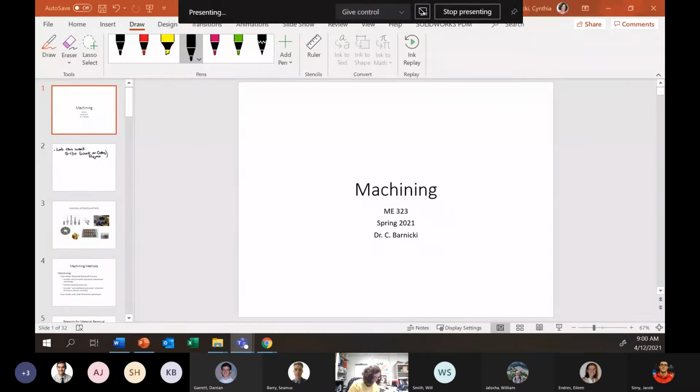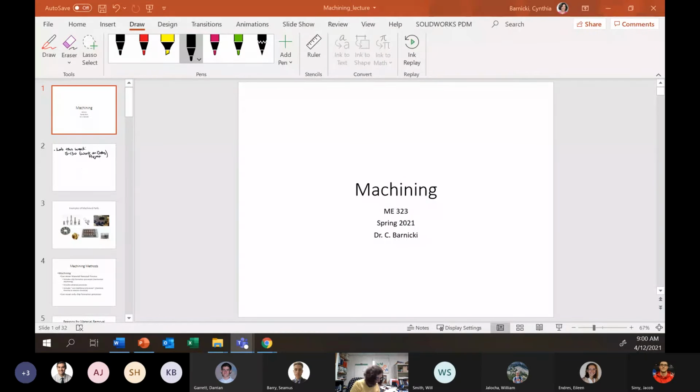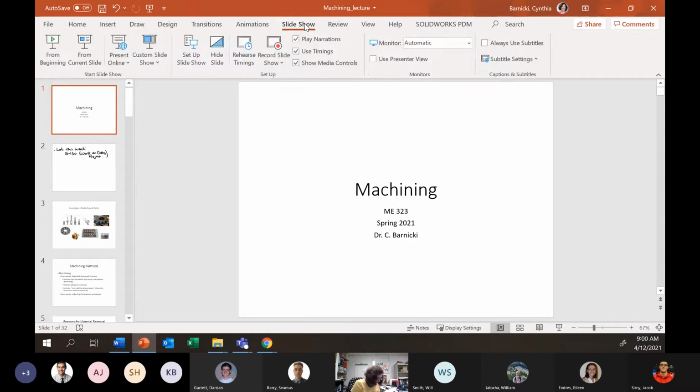Machining. So that's going to be our topic for today. And I should have just started the recording. It'll probably tell me that fairly soon. Okay, so I'm going to share my screen and we'll see how this goes.